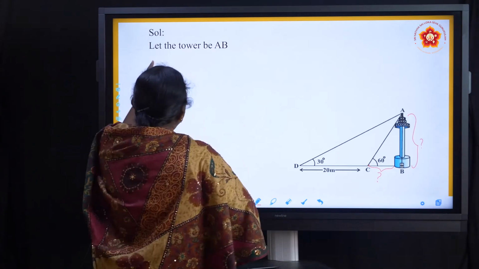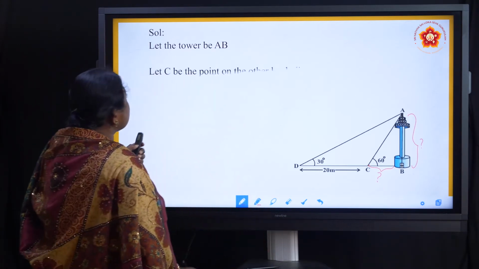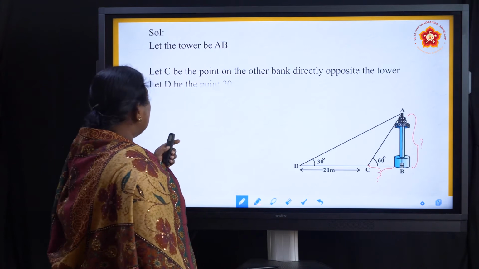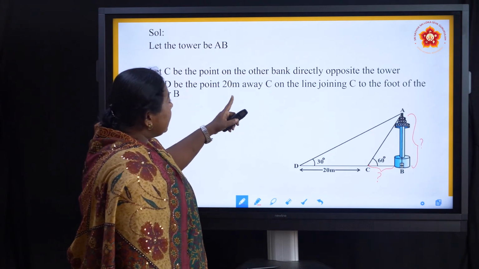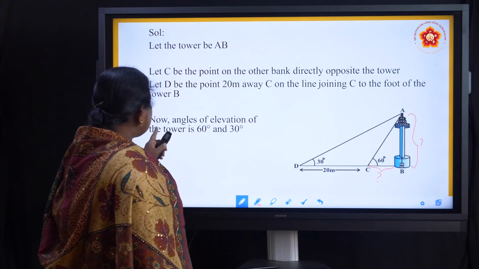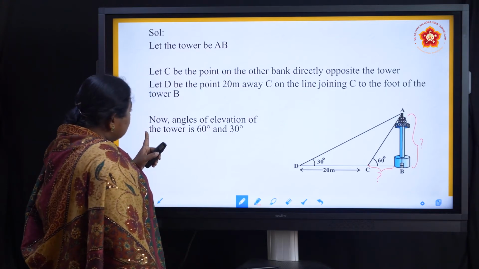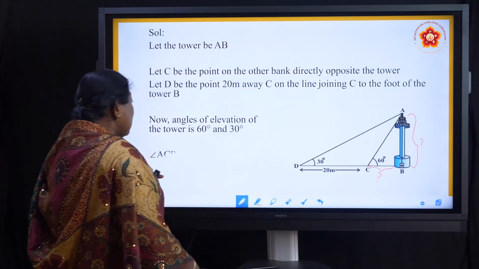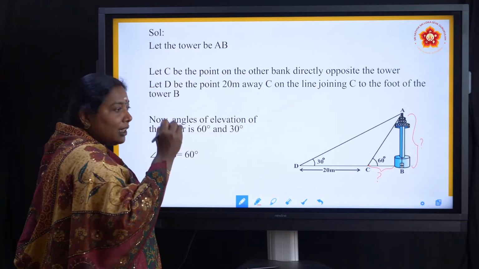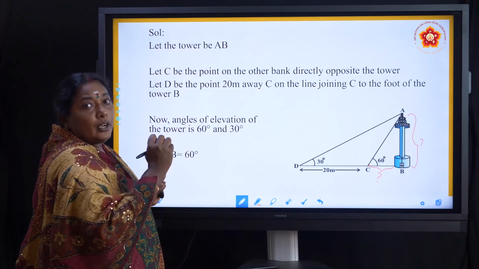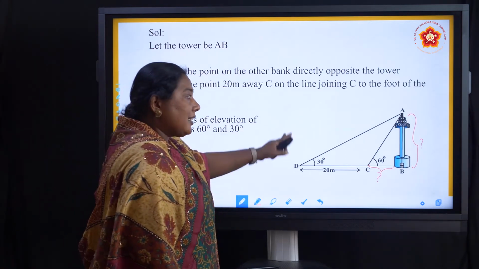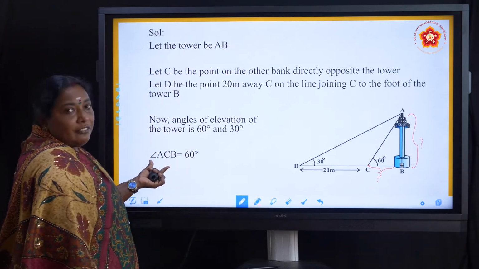So let the tower be AB. Next, let C be the point on the other bank directly opposite to the tower. Let D be the point 20 meters away from the point C, from the foot of the tower. Now the angles of elevation of the tower are 60 and 30 degrees. What is the story I am writing? From the question I am writing. While reading the question itself, put a comma to mark that this is the first point I am going to write, this is the second point I am going to write. It will be very helpful. Next, draw the diagram, mark the names and write the values whichever they have given.